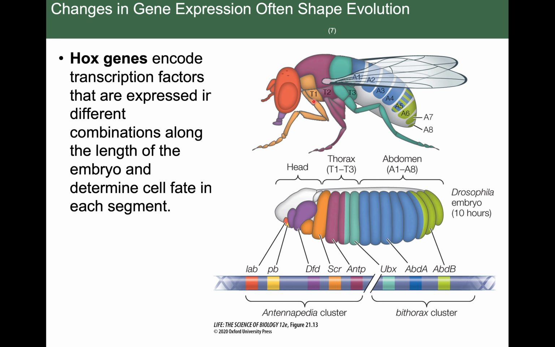So what this illustrates is that just by tweaking the expression pattern of these Hox genes in an embryo, whether you're talking fruit flies, mice, humans, pretty much any animal, we can rearrange body pattern and get these dramatic new body shapes without even having to create new genes or alter gene sequences at all.